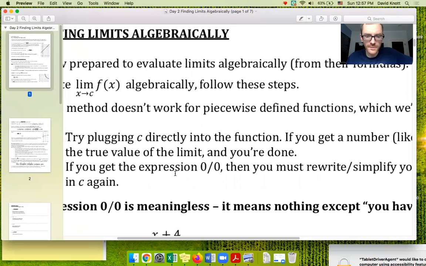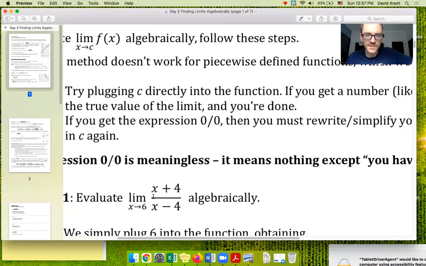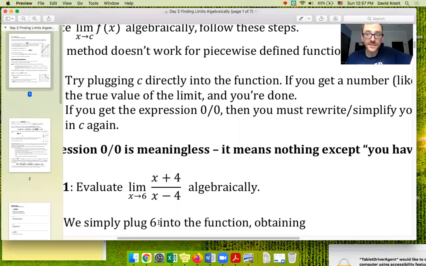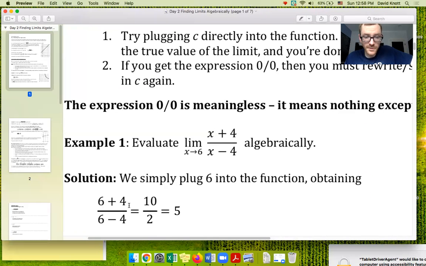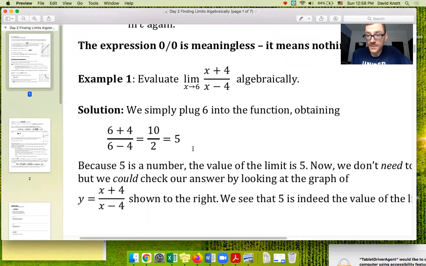Okay, so let's do some examples. Here's our very first example. Let's try to evaluate the limit as x approaches 6 of this function right here, x plus 4 over x minus 4. So what's the procedure? The procedure is that you just plug 6 into the function, like you replace the x's with 6's, and you see what happens. So you have 6 plus 4 over 6 minus 4, which is 10 over 2, which is equal to 5. Is that a number? Yeah, that's a number, right? Because we got just an ordinary number, that's the value of the limit. So the value of this limit is 5. There's nothing else to do.